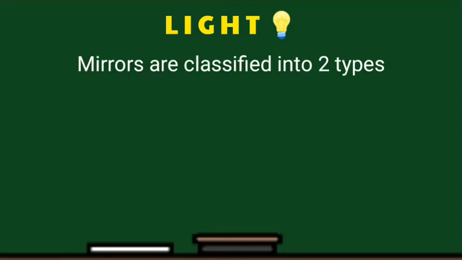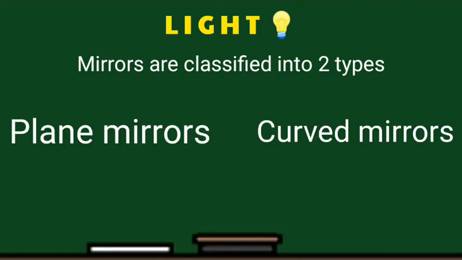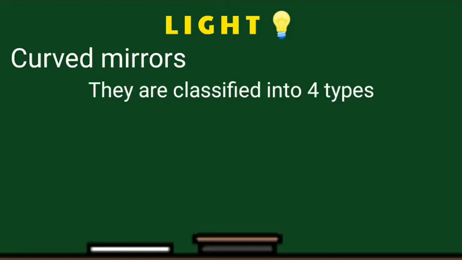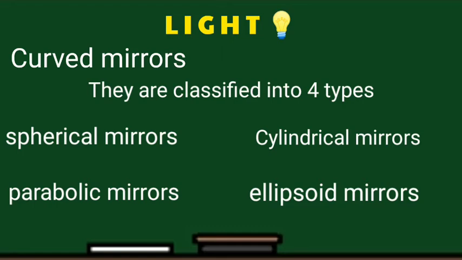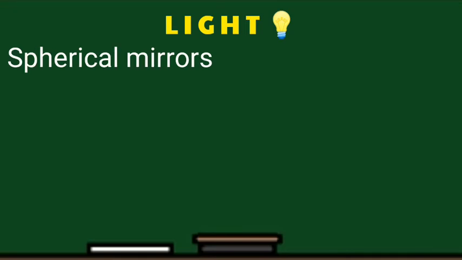Mirrors are classified into two types. They are plane mirrors and curved mirrors. Curved mirrors are further classified into four types. They are spherical mirrors, cylindrical mirrors, parabolic mirrors, and ellipsoid mirrors. In this lesson, we are going to learn about spherical mirrors. First, let us learn about spherical mirrors.